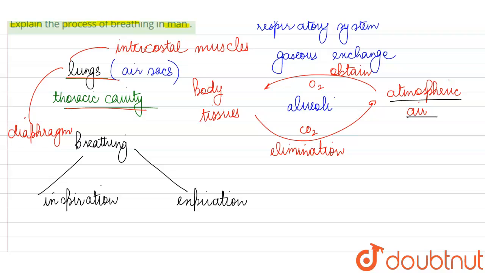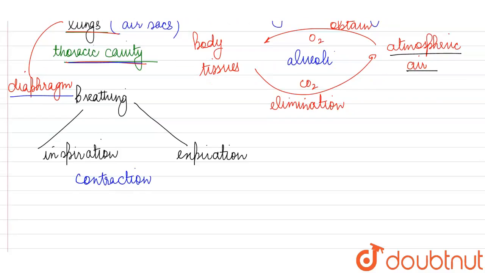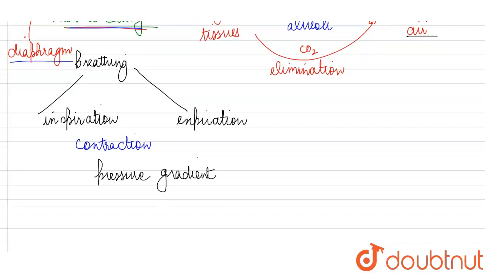So when these muscles contract, our rib cage is going to move outwards and upwards, which increases the volume of our chest cavity. And similarly, when the diaphragm contracts and flattens, the volume of our chest cavity increases. Because of this change in volume, a pressure gradient is created. When the volume of the lungs has increased, we can say that the lungs now have negative pressure as compared to the atmosphere, because we are increasing volume.